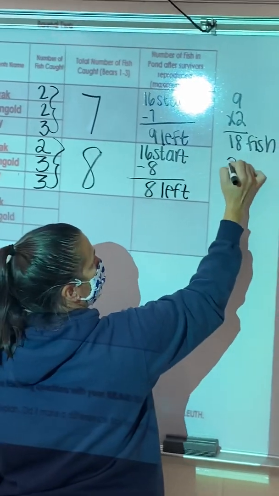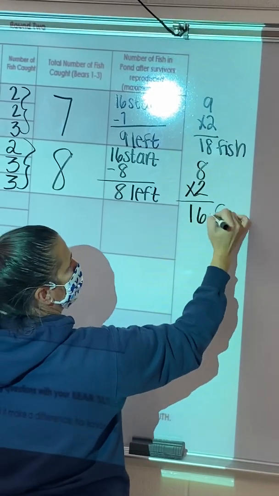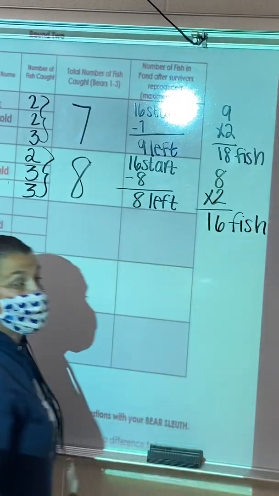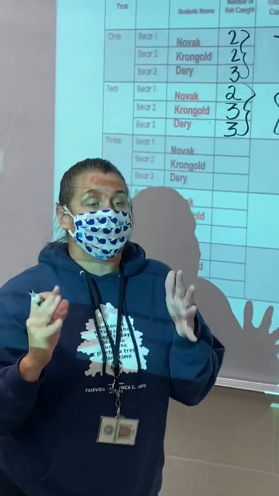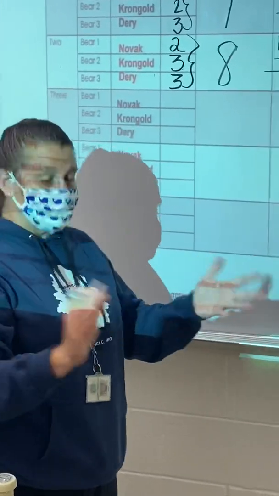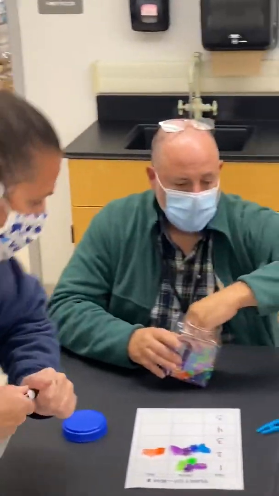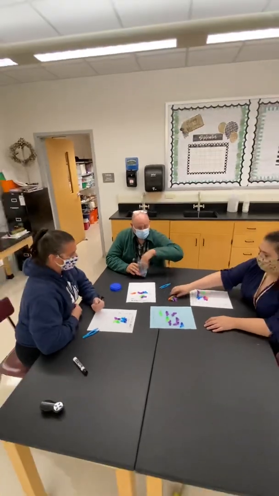Now our 8 fish that are left, they can all reproduce. So 8 times 2 is 16 fish. That's pretty awesome because the number that we took out and then after the fish reproduced, our pond is still full. So let's go back and play another year. Reproduce up to 16, so let's add 8 more.